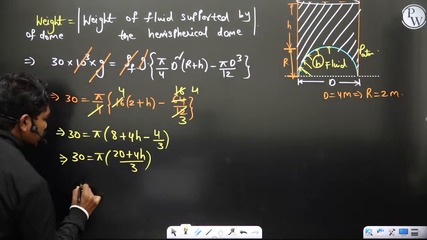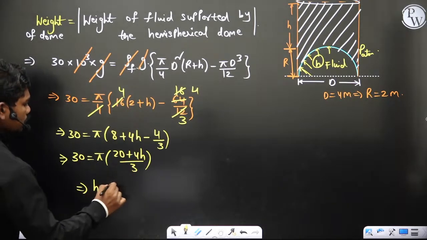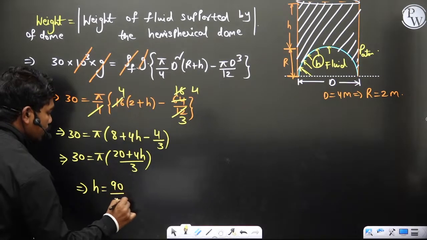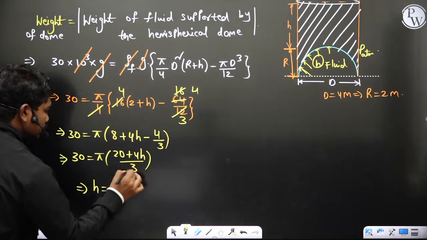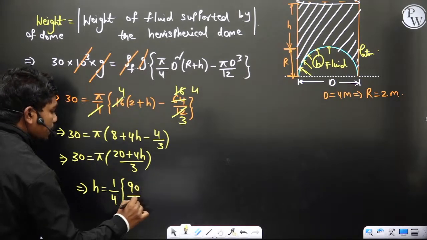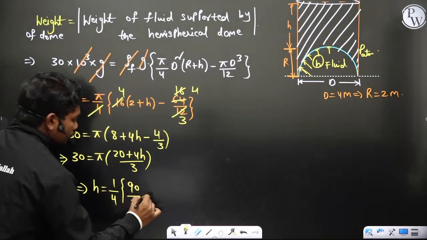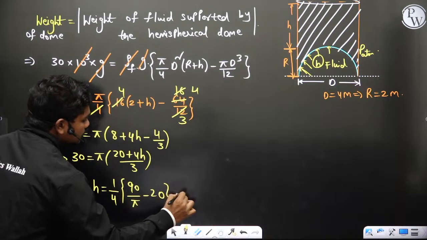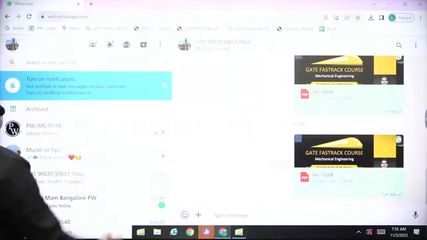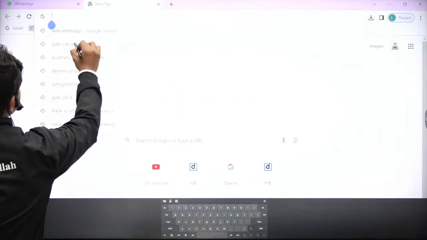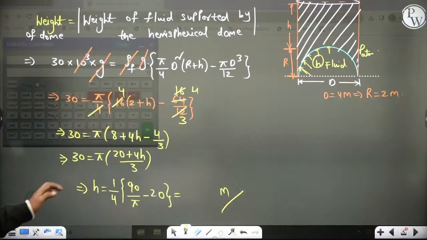Okay, so h is equal to 1 by 4 times of 90 by pi minus 20. This is the answer. So if you simplify, you will get the answer in meters. Let us check what this answer is in meters, so let us do some calculation.